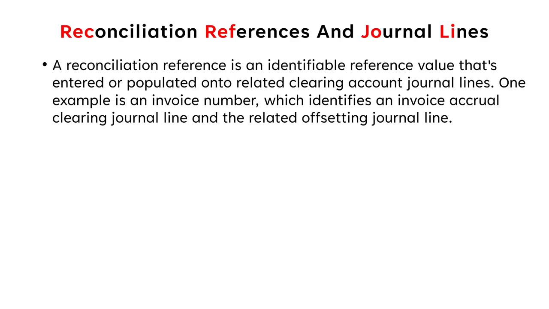Reconciliation reference is an identifiable reference value that's entered or populated onto related clearing account journal lines. One example is an invoice number or a journal entry from a spreadsheet or manual, which identifies an invoice accrual clearing journal line and the related offsetting journal line. The automatic clearing account reconciliation process uses reconciliation references along with other factors when determining which journal lines to group together. There is one note here: clearing account reconciliation is based on accounted amount, again, not entered amount.